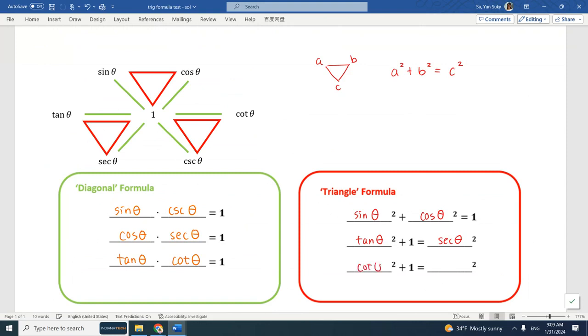Yes. So cotangent theta squared plus 1 equals cosecant theta squared. We have the diagonal formula and the triangle formula. Is that okay, everybody? Okay, so why do we get those formulas? How do we prove that?